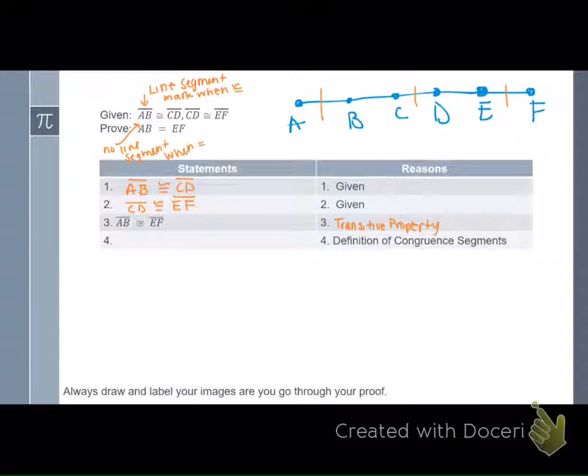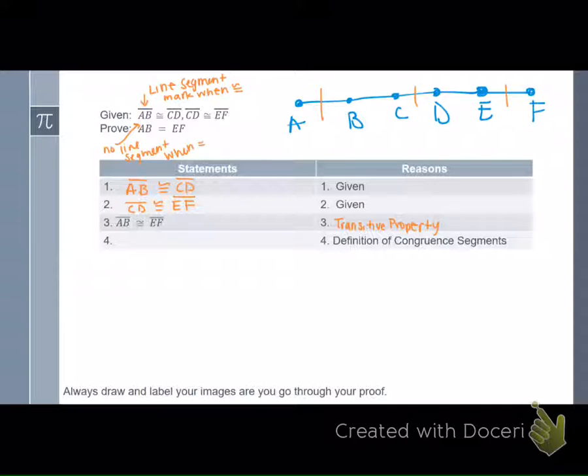Okay, so the definition of congruent segments. Look at what that is on the previous slide and tell me what you think we can write for that last statement. What does the definition of congruent segments tell us, Carmichael? That AB equals EF. It means we can switch from congruence to equals or equals to congruence, right?